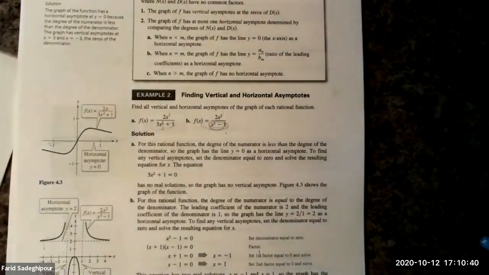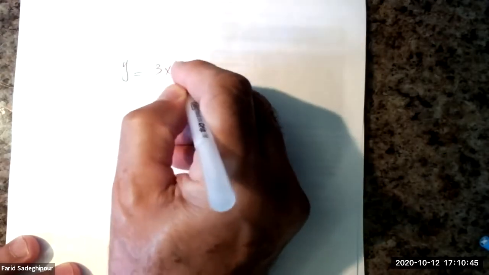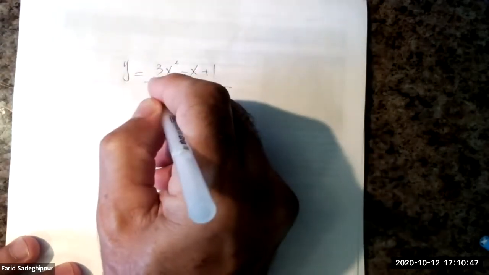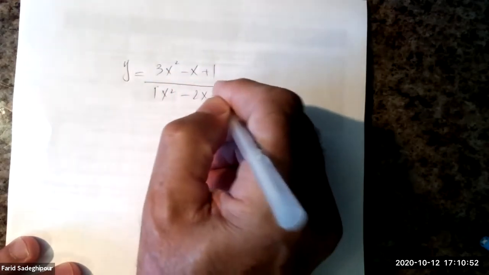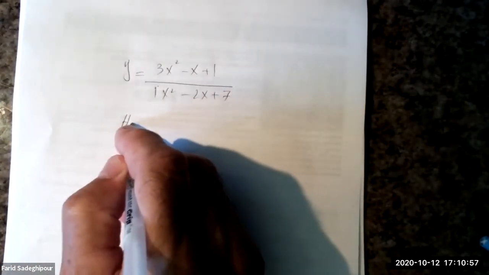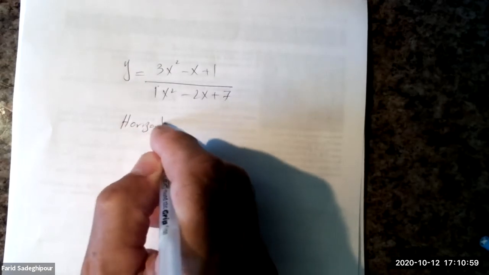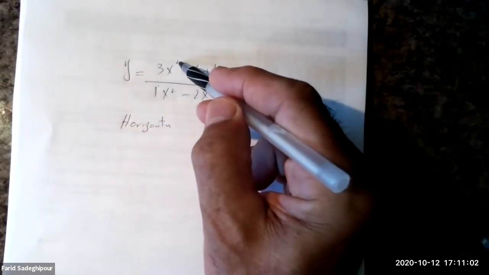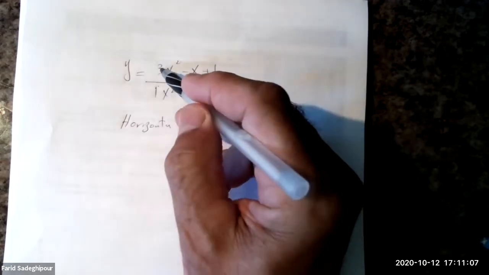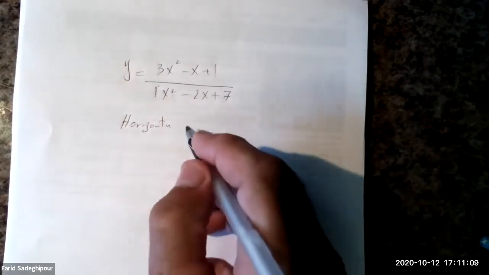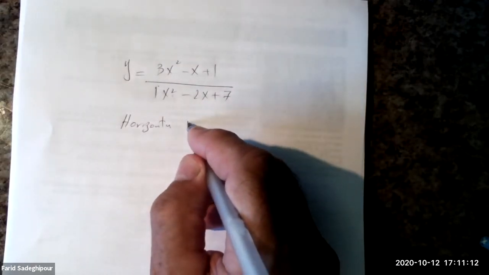Okay, so let me show you some examples on that. Let's say you have this kind of equation. To find the horizontal asymptote, the highest power of x is 2 and the highest power of x is 2. If these two powers are equal, then you take the coefficients and divide. So the horizontal asymptote is y equals 3.